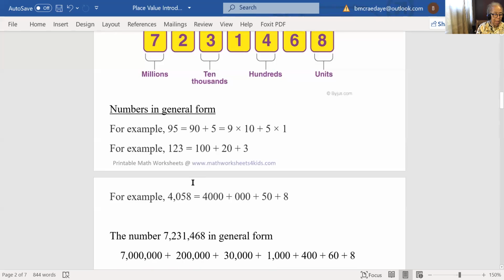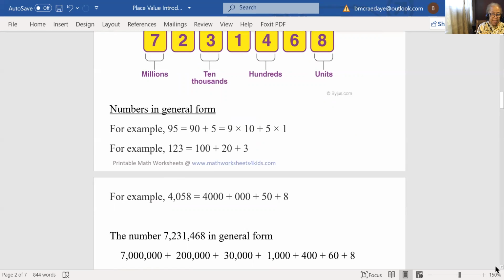4,058. Now, 8 is ones, 5 is tens, 0 is 100, and 4 is 1,000. That's the place value. So this number, when we write it in general form, we have 4,000, no hundreds because there's a 0 there. So that's 0, 0, 0. 5 tens, which is 50, and 8 ones.